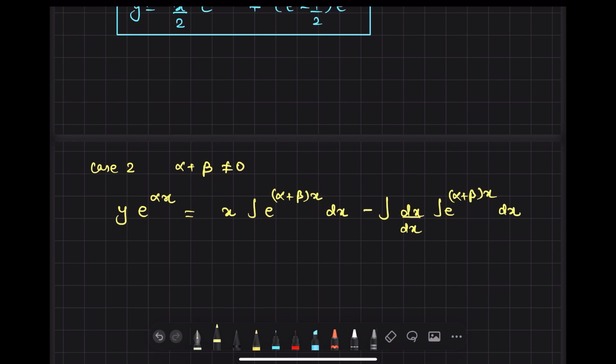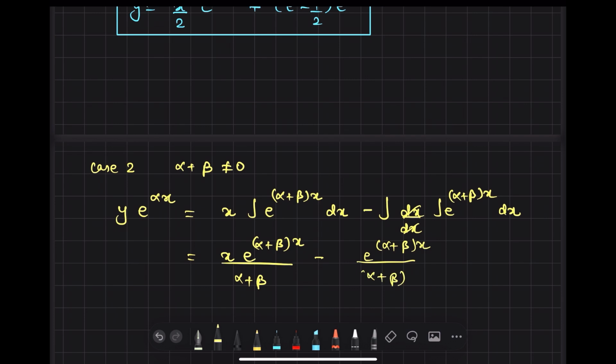Okay, now let's do the integration. So we will have x e power alpha plus beta x over alpha plus beta, minus, here it will become 1, you will have integration of 1 and then 1 more time. So you will have e power alpha plus beta x, and then 2 times alpha plus beta square, and plus integration constant c. So this is the idea.